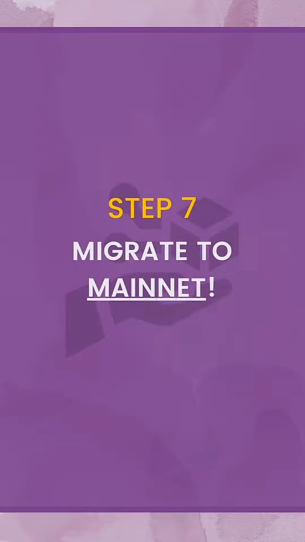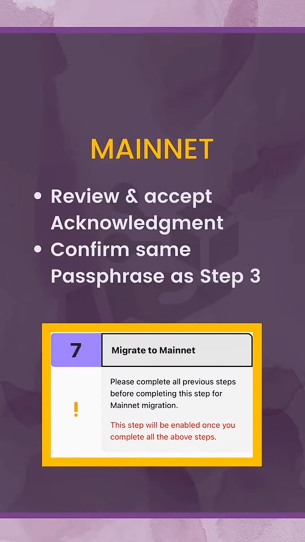Step 7. Migrate to Mainnet. After completing all the previous checklist steps, this step enables you to queue your Pi transferable balance for mainnet migration. Step 7 includes executing an acknowledgement document with your wallet passphrase. Note that this passphrase has to be the same one that you confirmed in step 3.